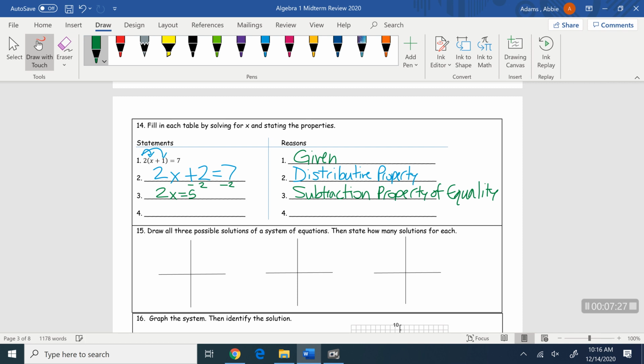We're almost there. We've isolated our variable term. Now we have to isolate our variable. And in order to do this, we're going to have to use our division property of equality. So we're going to divide both sides by 2. So our final statement should be x equals 5 halves. Or you could write this in decimal form to where it equals 2.5. So this is due to our division property of equality.